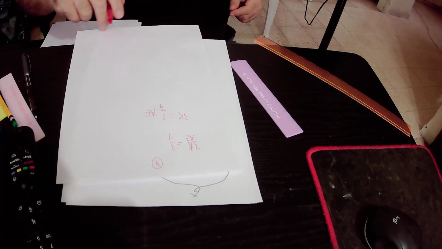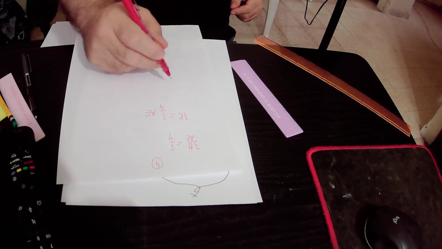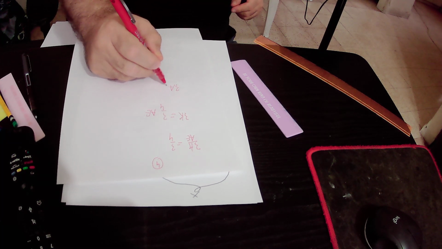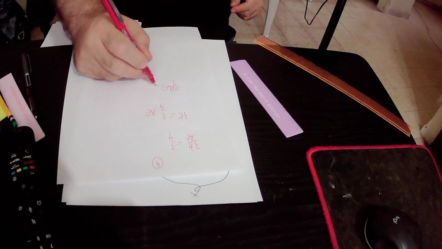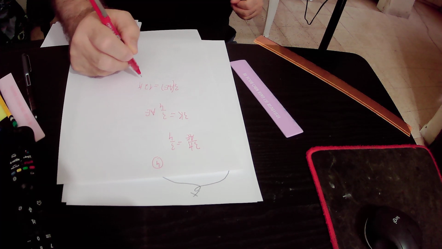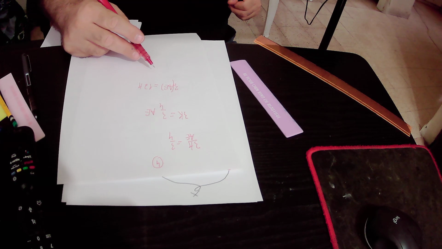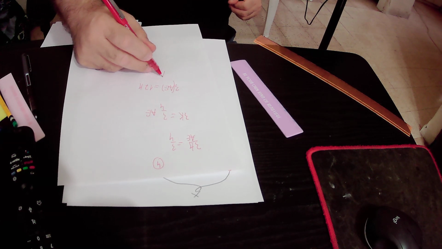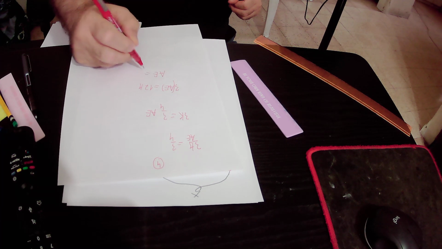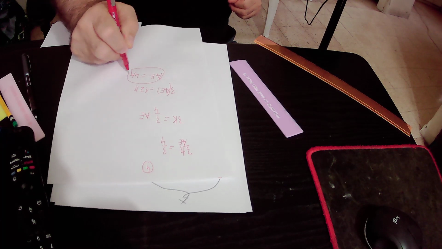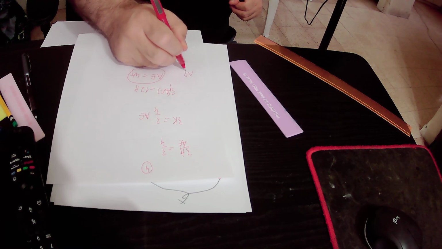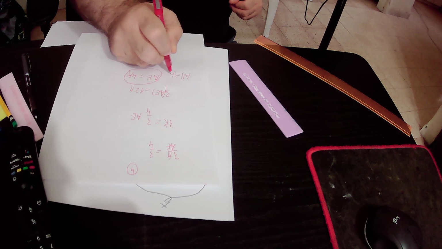In the next step we will multiply this equality by 4, and we will get that 4 times AE equals 4 times 3K, which is 12K. Here we will divide this equality by 3 in order to get the value of AE, and we will get that AE equals 12 over 3, which is 4K. So we actually found out that if AB equals 3K, then AE must be equal to 4K.